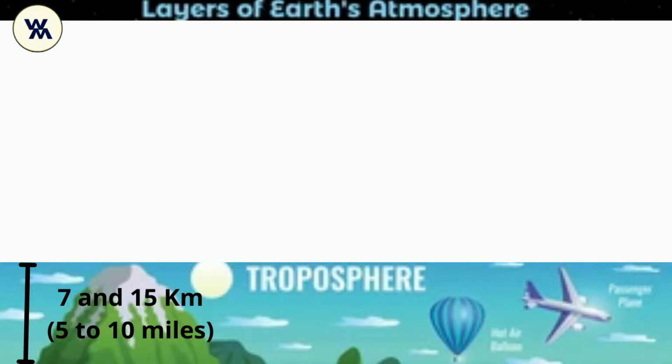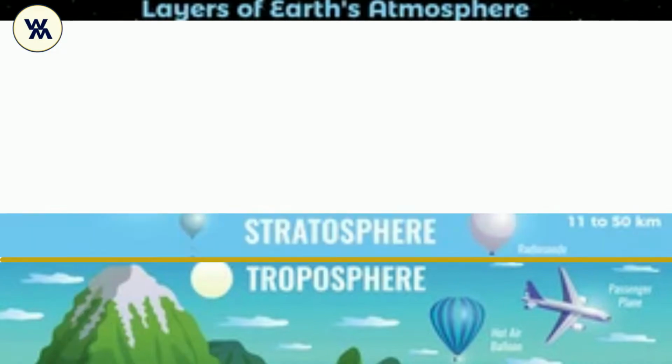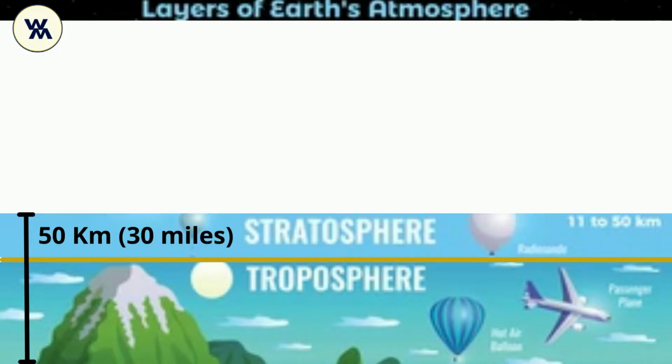Now let's talk about the next layer, which is the stratosphere. This is the next layer up from Earth's surface. It reaches from the top of the troposphere, which is called the tropopause, to an altitude of approximately 50 kilometers, which is 30 miles. The temperatures in the stratosphere increase with altitude.